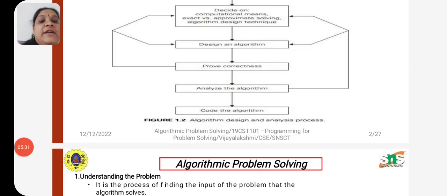And the next one is called the flowchart. Flowchart, where we can have the pictorial representation.